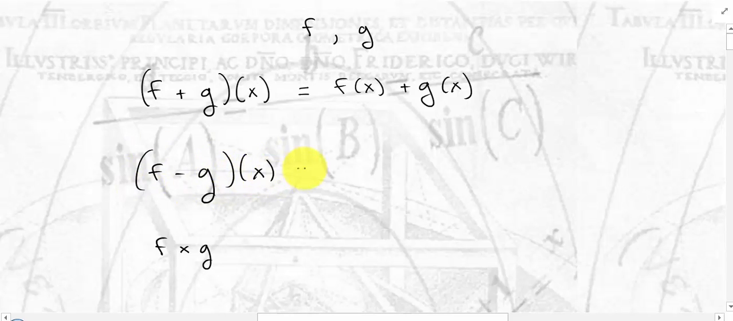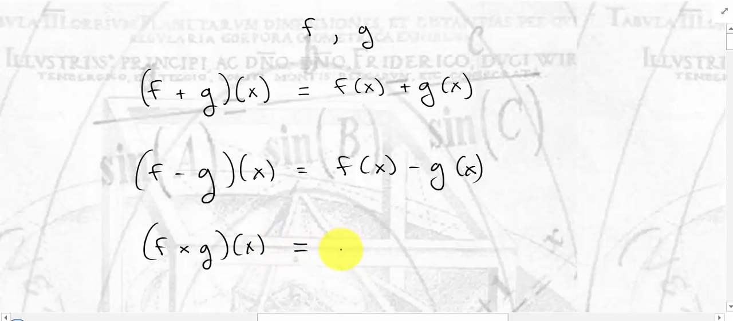What's the rule of assignment of the function sum? It's very simple. It's a sum of the outputs. What's the rule of assignment of the function difference? Again, very simple. It's a difference of the outputs. And finally, for the product, we do just the same thing. We take the product of the outputs.